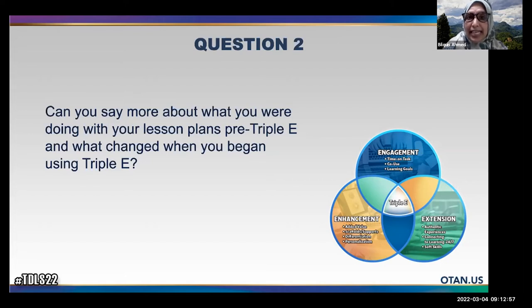Now I discovered Edpuzzle. I don't know how many of you know that, but it shows videos and stops them to ask questions, and the students have to think about it and respond. They can do it remotely, or they can do it in person with a handout.